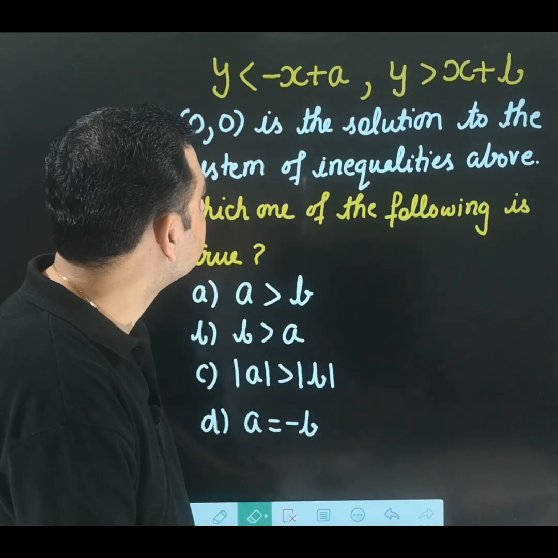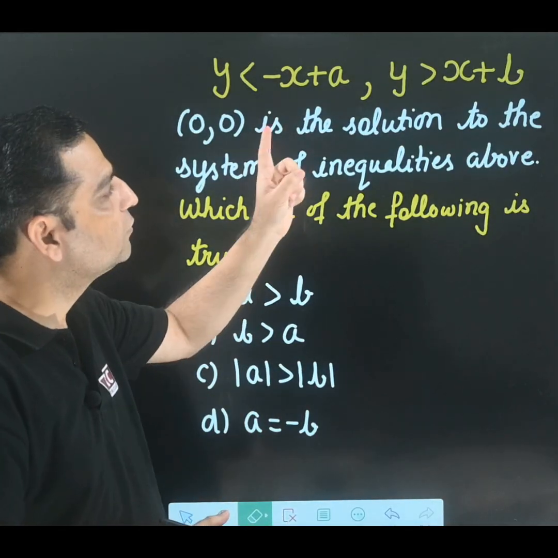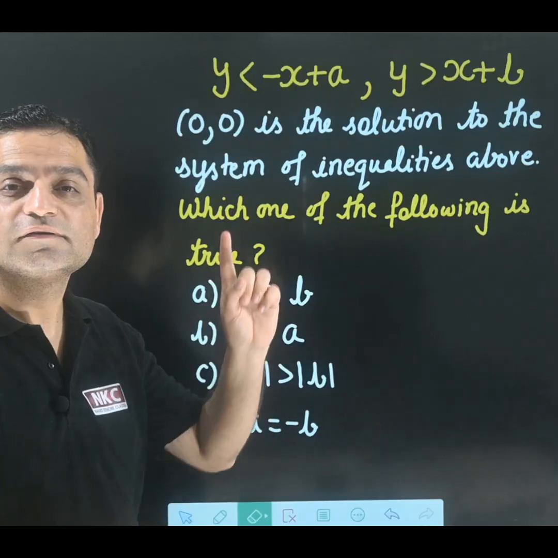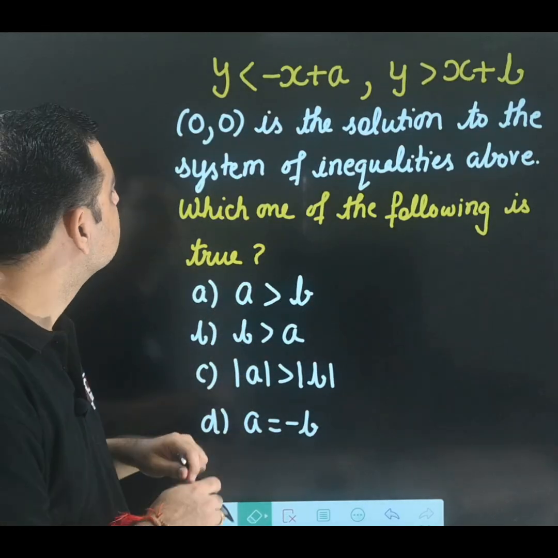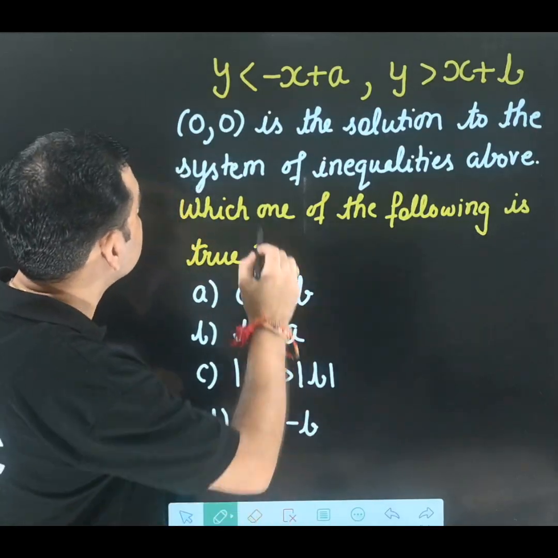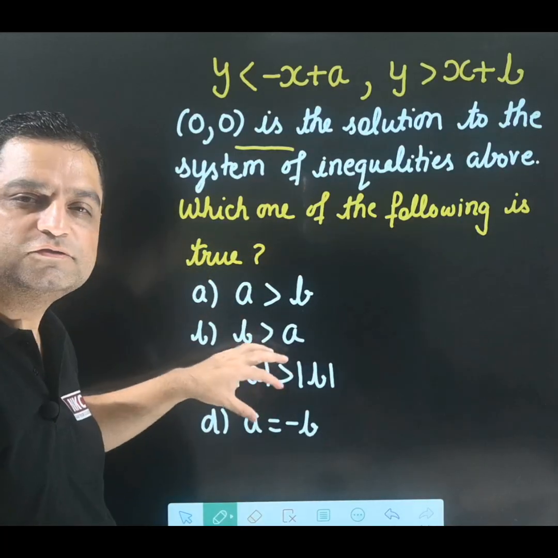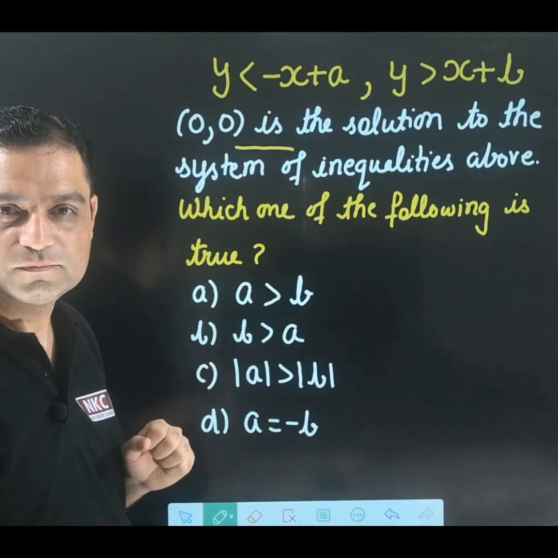Today's lecture is going to be very interesting. Please have a look at the system of inequalities here, because these are two inequations given. (0, 0) is given as the solution for them. (0, 0) is the solution. And we need to find out of these four options which one is true.